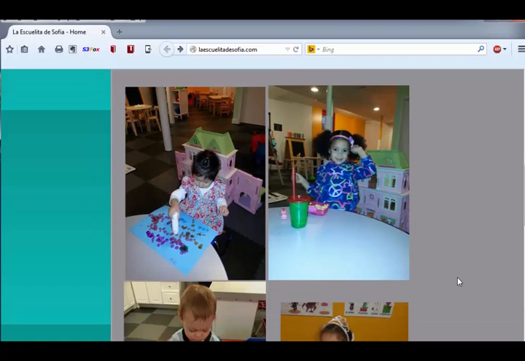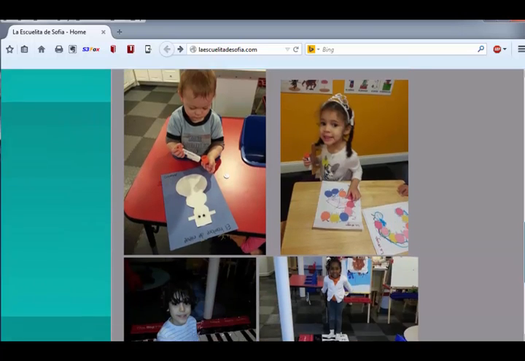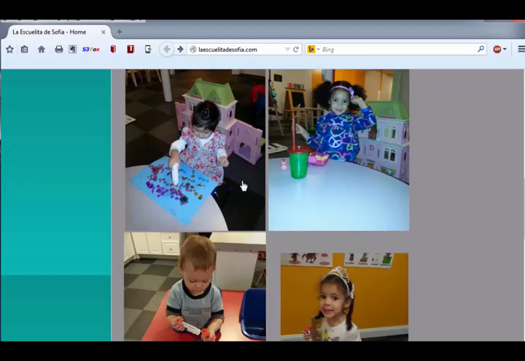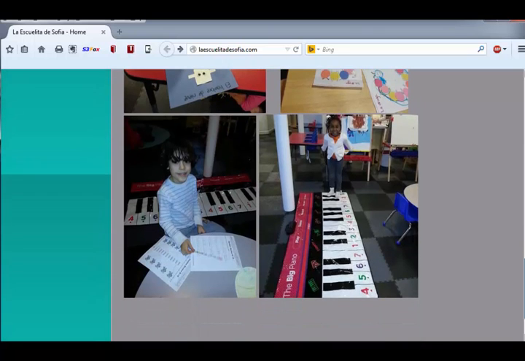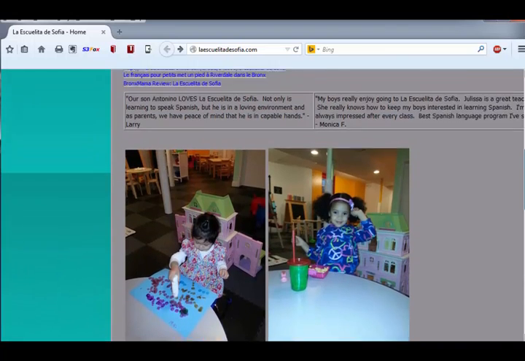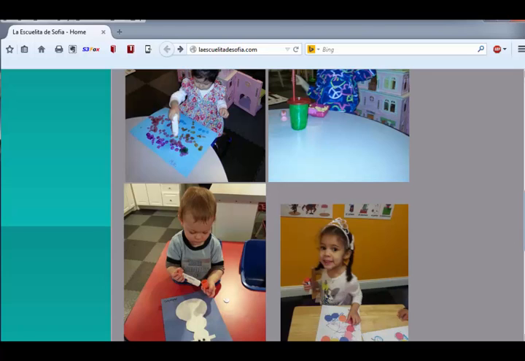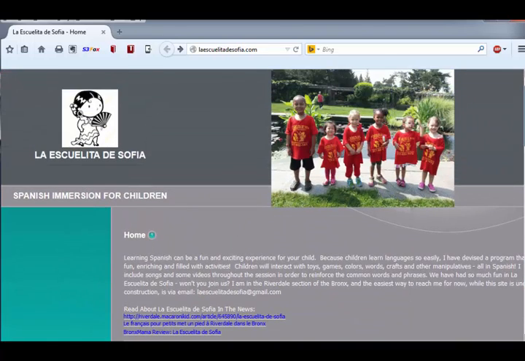Now, if each one of these was a YouTube video of a kid speaking Spanish, that would be dynamite. But pictures that are not related to the unique selling proposition of the program don't provide any meaningful information, because this could be posted by any daycare in town. Nothing unique about this. Here is where YouTube videos would be really powerful sales tools, sales devices. I think this is as much as you need to know.